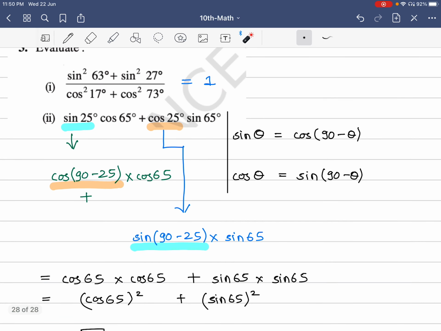So once again, this second expression has also evaluated to 1, and expression number 1 also evaluated to 1. I'm going to write here that the second expression is also equal to 1.